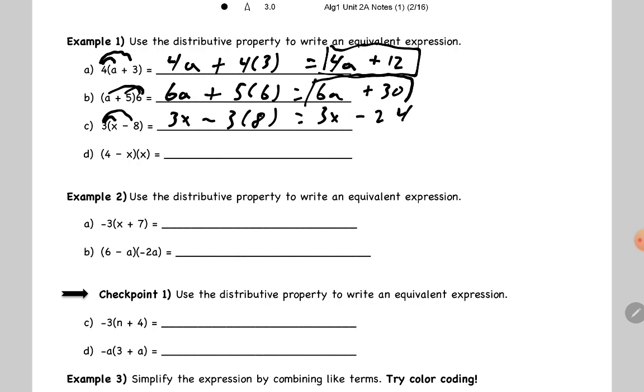So we just leave it like this, and the reason is we don't know what a or x is. We don't know what the variable is, so we cannot add these terms together. The terms on the right that are constant terms are 12, 30, and negative 24. And then 4a, 6a, and 3x are just the other terms with a variable. Okay.